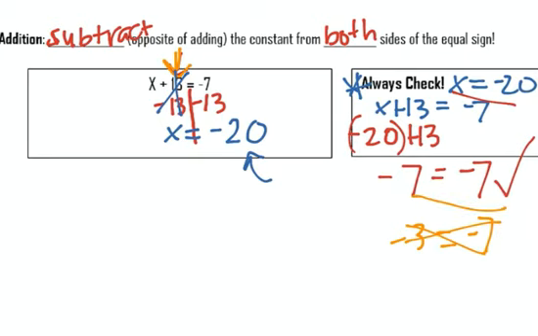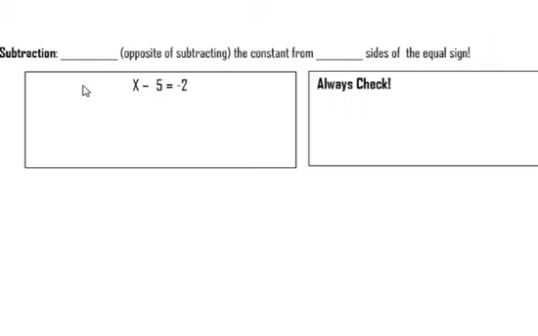So let's try subtraction. So again, we look at our equation. It says x minus 5 equals negative 2. Those two, the variable and the constant, they are subtracting, right? 5 is subtracting from x. So if they're subtracting, we want to do the opposite or the inverse. What's the opposite of subtraction? Addition. So in this problem, instead of subtracting, we're going to add the constant, which is negative 5, to both sides of the equation again.